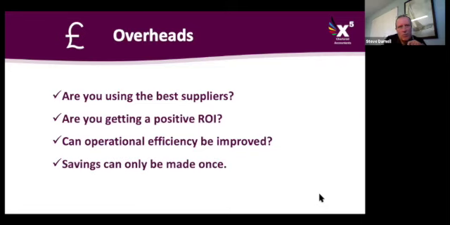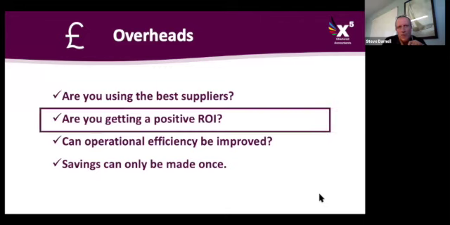Point to note, though, savings can only be made once, but it's worth reviewing your overheads on at least an annual, if not a quarterly basis, just to identify opportunities to trim the costs where necessary, because there's no point spending money on overheads when that money could be redeployed to something more productive. And if it can't be redeployed for something more productive, well, you might as well pay yourself a bigger bonus. So the key KPI there is just to measure the ROI on any expenditure which is supposed to be generating a return.